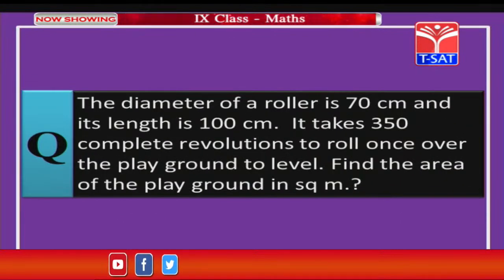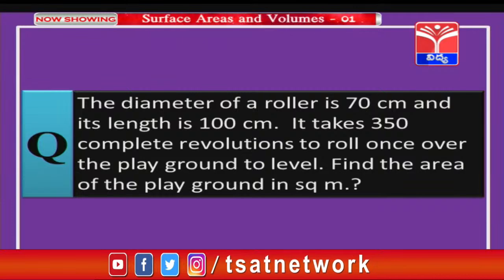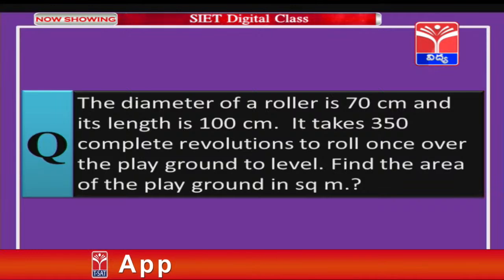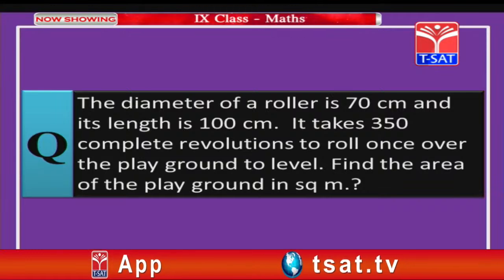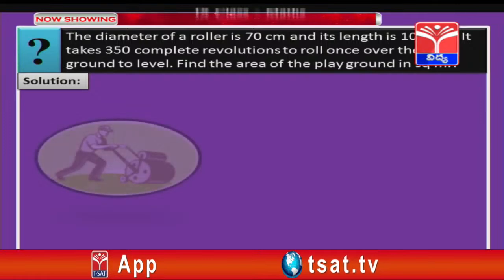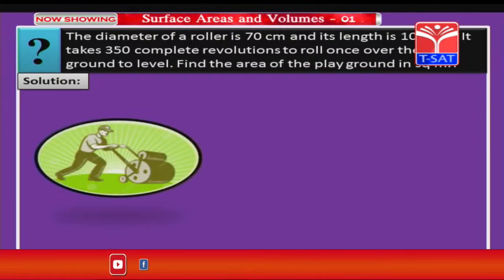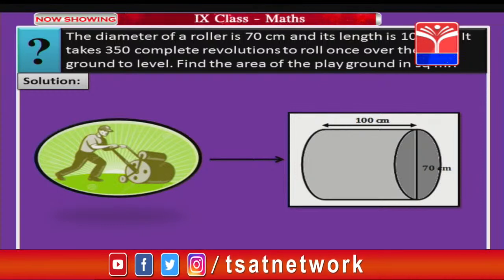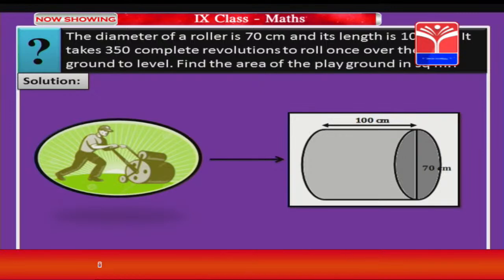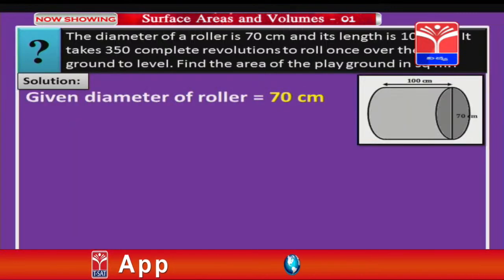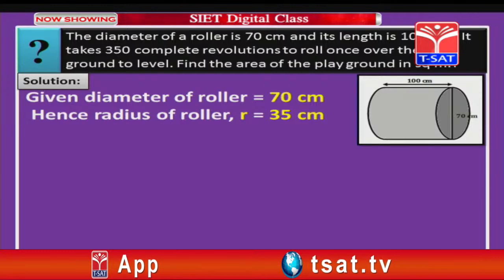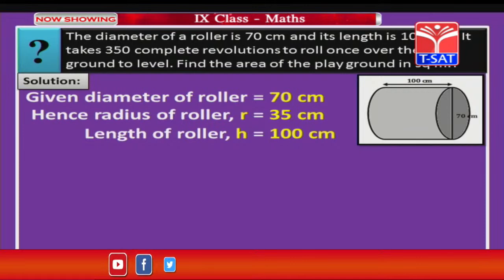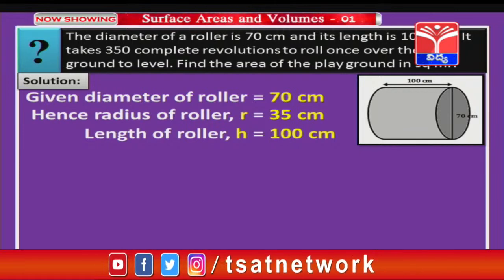The diameter of a roller is 70 centimeters and its length is 100 centimeters. It takes 350 complete revolutions to roll once over the playground to level it. Find the area of the playground in square meters. Let us start with the solution. So, here is a roller, and given its diameter 70 centimeters and length 100 centimeters. Since the diameter is 70, what is the radius, children? Half of it, that is 70 by 2, which is 35. The length of the roller is already given as 100 centimeters, which we are going to consider as height.